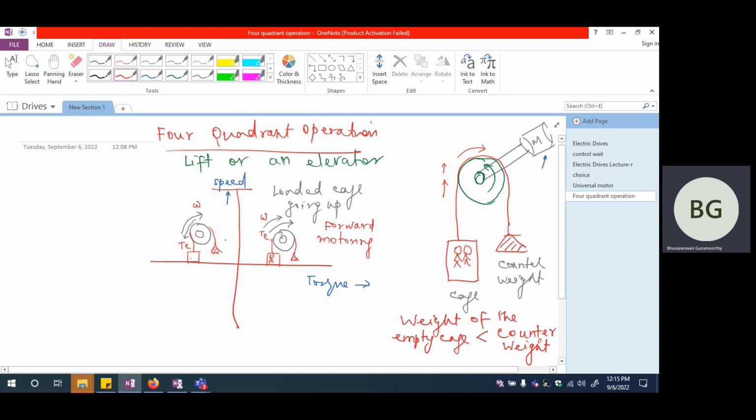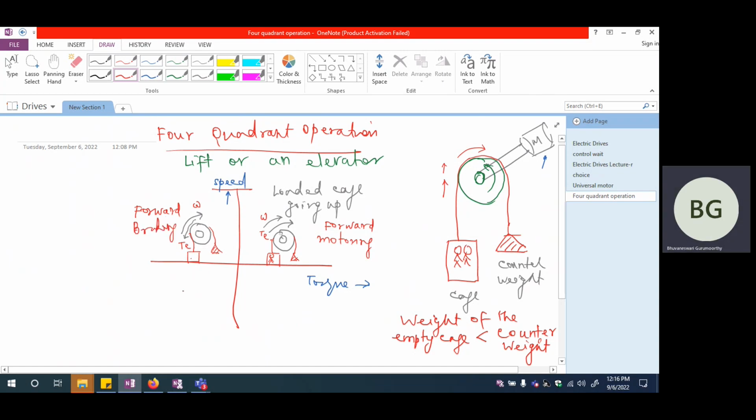So to avoid that, you have to develop a torque. The motor has to develop a torque in the counterclockwise direction so that it moves at a controllable pace. It doesn't move because of gravity. It doesn't move at a very, very fast pace and go and hit the ceiling of this particular elevator arrangement. So this is braking, because the direction of movement is forward, but the torque and speed are in reverse directions, opposite of each other. So we call this forward braking.